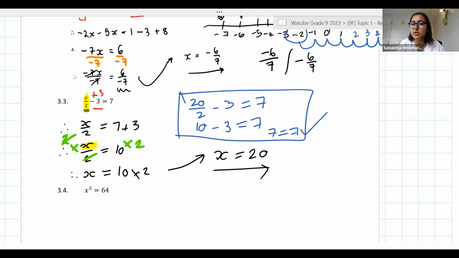Right, I'm going to let you take a screenshot. I'm not going to do 3.4 just yet. I want us to practice another one here with the fraction. So I'm going to give us another example before we move on, but I'm just going to give you a chance to screenshot.